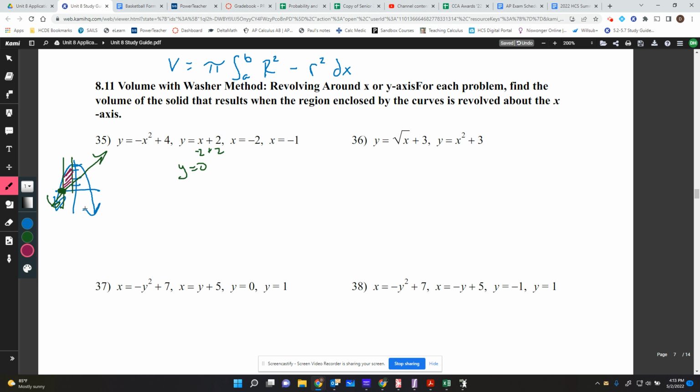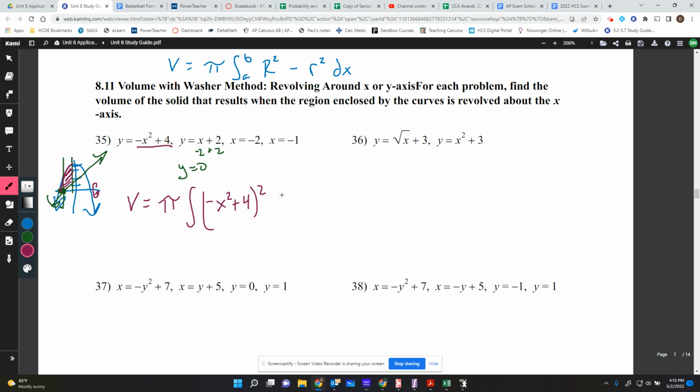and we're revolving it around the x-axis. So it's going to go around this way. So this piece, and if you think revolving two discs before, the big one is going to be this. This is going to be the big one. That's this. All right, so that's negative x squared plus 4.